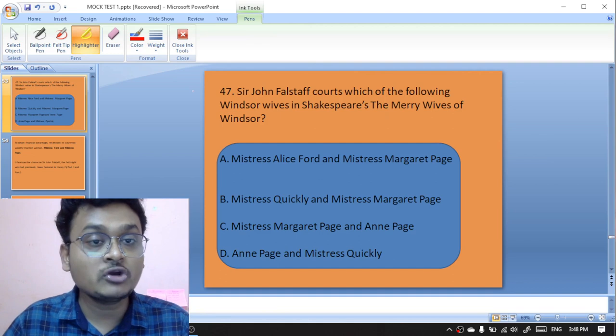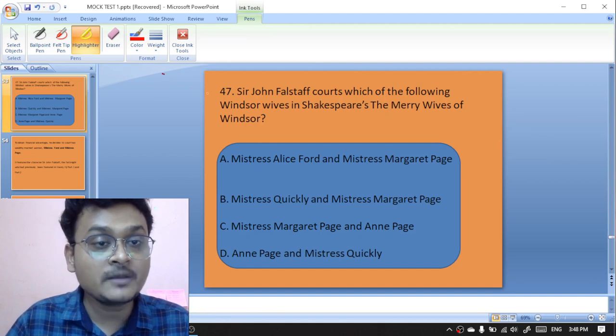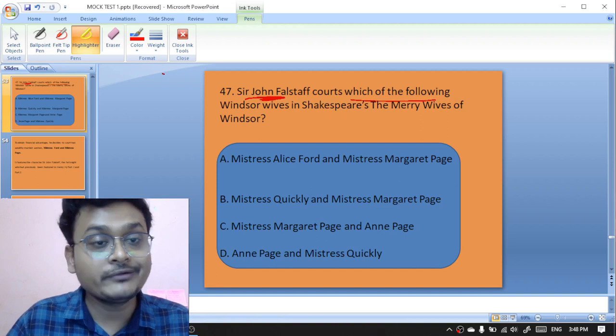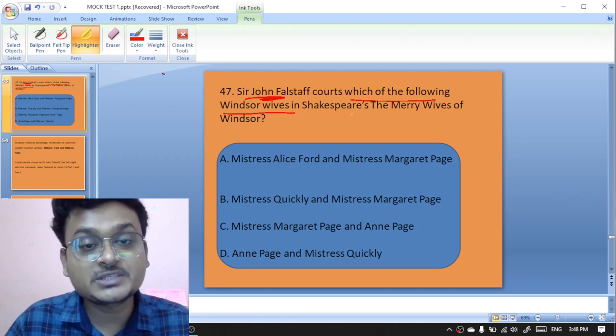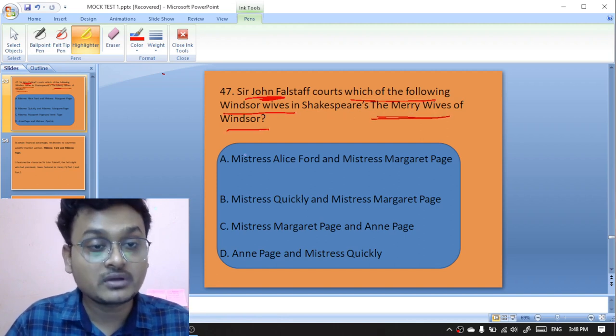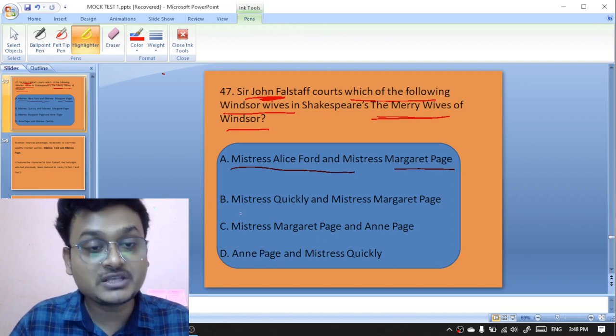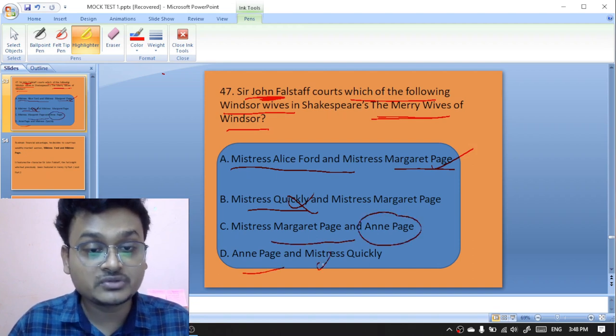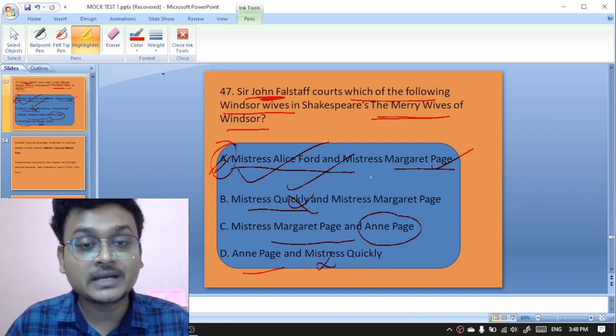Next question. Sir John Falstaff quotes which of the following Windsor wives in Shakespeare's The Merry Wives of Windsor? Mistress Alice Ford and Mistress Margaret Page. Mistress Quickly was there. Anne Page was not there. So here it is Mistress Alice Ford. So here A is right: Mistress Alice Ford and Mistress Margaret Page.